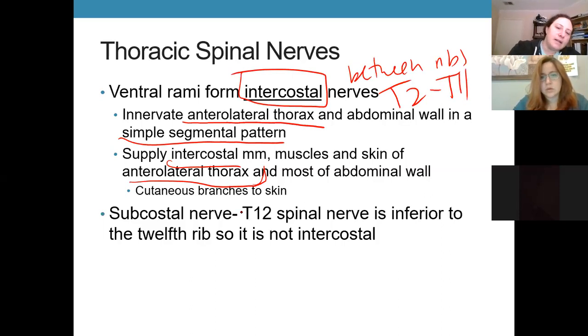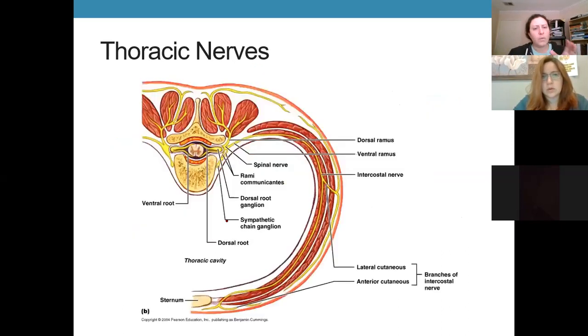T11. And then the ventral ramus T12 spinal nerve is technically called the subcostal nerve because it emerges inferior to the 12th rib. And so there's no other rib in between it. Poor thing, has a different name. Not a big deal. Probably not anything I'm going to mention ever again, but just showing you how we try to name things descriptively.